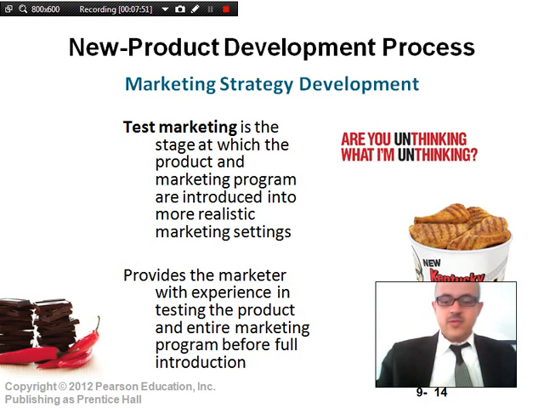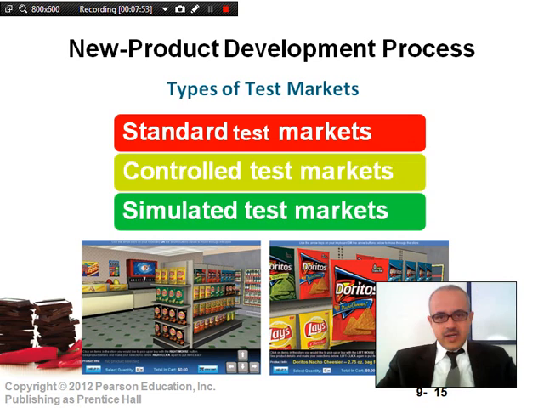Let's see. We've got also here types of test markets: standard test, controlled test, and simulated tests. Do you guys understand what a standard test is? A standard test is that you go, you give it to people and see what they say. Maybe get their feedback on a survey.